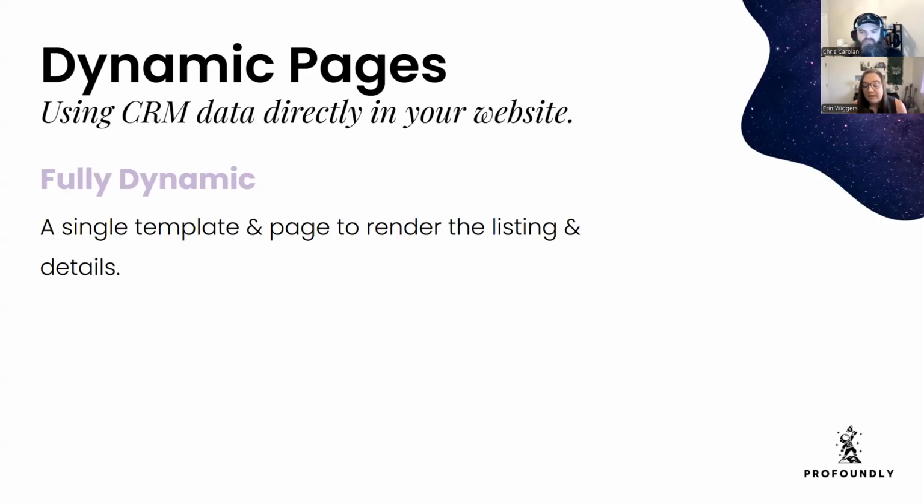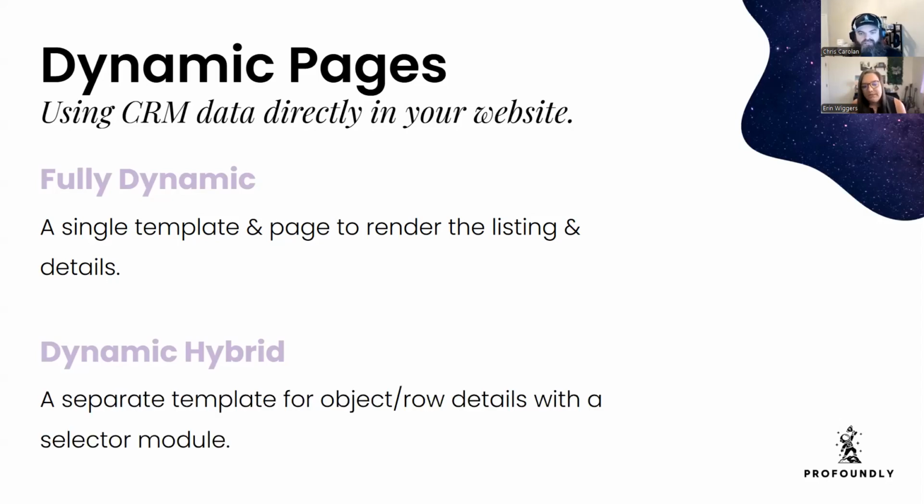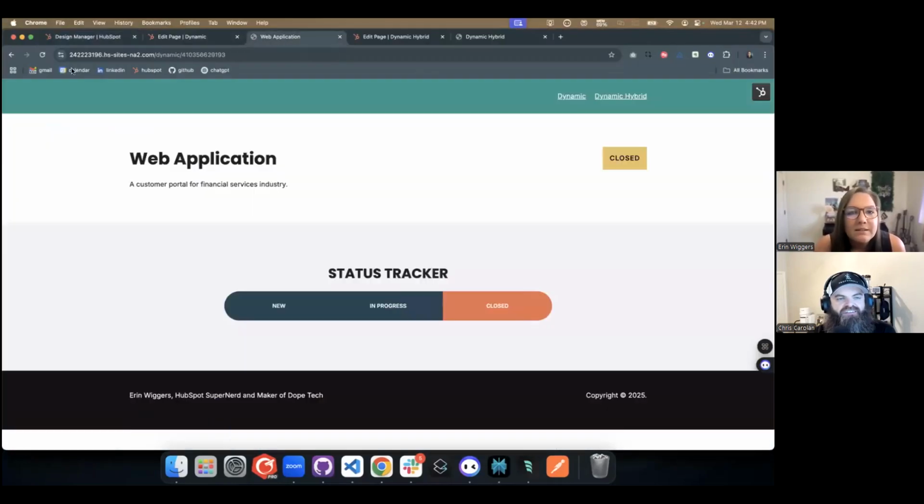And then I've had a lot of clients who tell me that's just not flexible enough for me. They want to be able to use some of the data from the CRM, but still be able to play around with the drag and drop on the CMS side. And so we're going to look at a dynamic hybrid that is still a single template, but you have one for the listing page and a different one for the details page. And the details page will be what I show you for the dynamic hybrid. So I'll share my screen here and let's dive in.